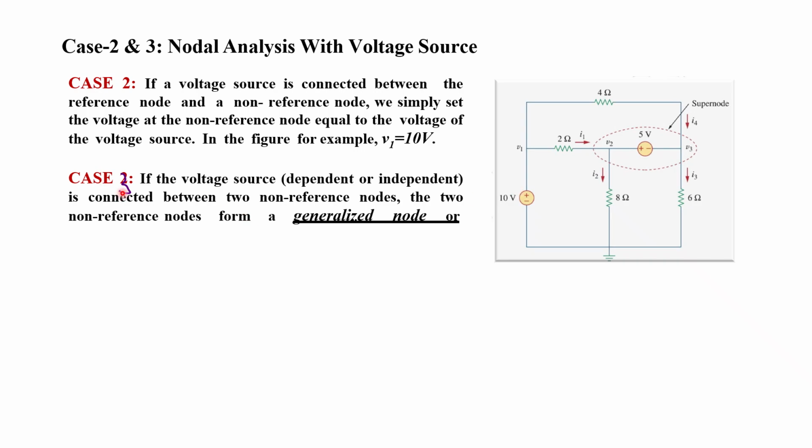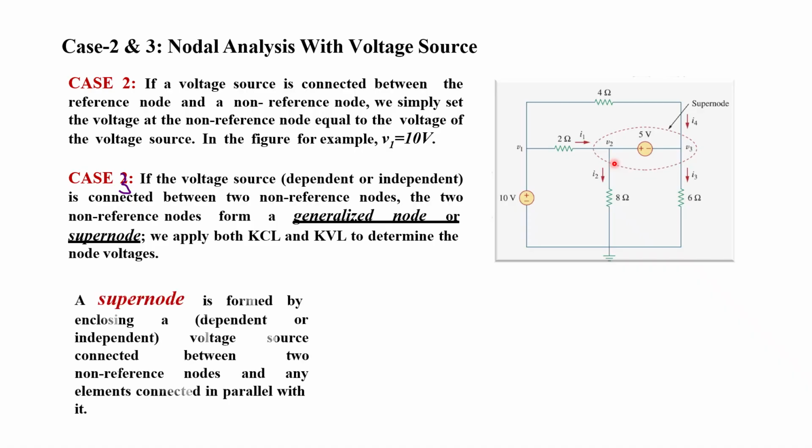Case 3: if the voltage source, whether dependent or independent, is connected between two non-reference nodes, this node is known as a generalized node or supernode. In case of a supernode, both KCL and KVL need to be applied to determine the node voltages. The supernode is formed by enclosing a dependent or independent voltage source connected between two non-reference nodes, and any elements connected in parallel with it.